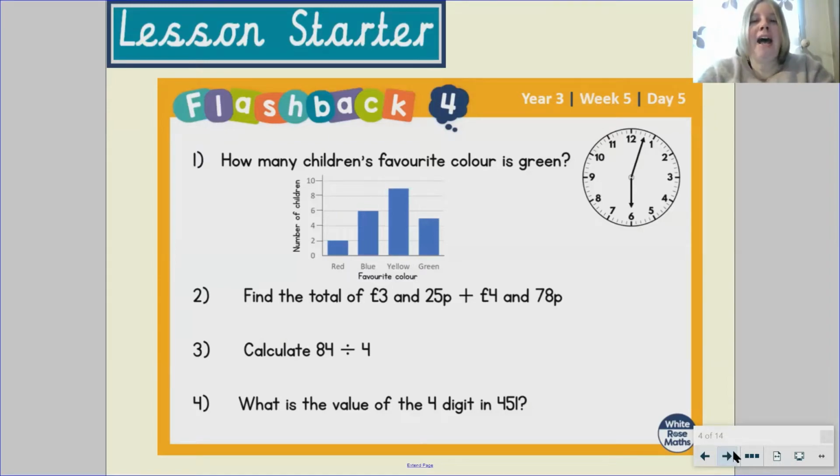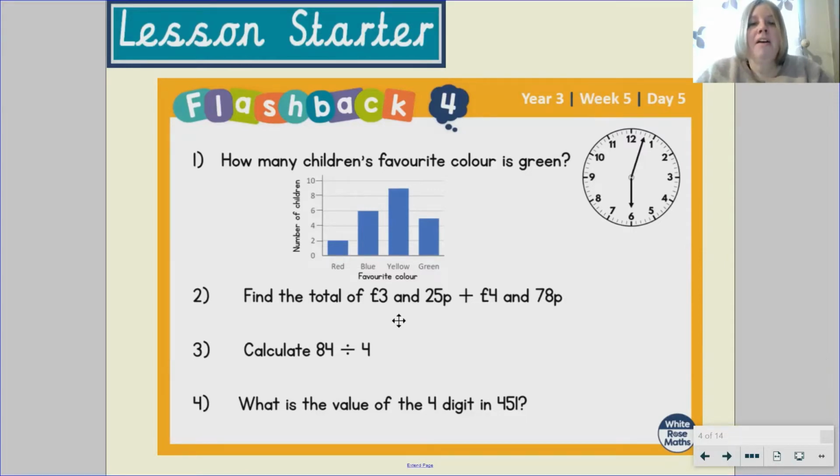You need to have your whiteboard ready or a piece of paper. I'm going to read you the questions, then I want you to pause your video and have a go at solving them. Question 1. How many children's favourite colour is green? So we need to look at the bar chart. We need to find green and we need to see how many children liked green as their favourite colour.